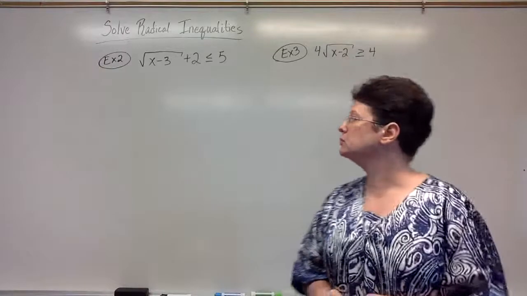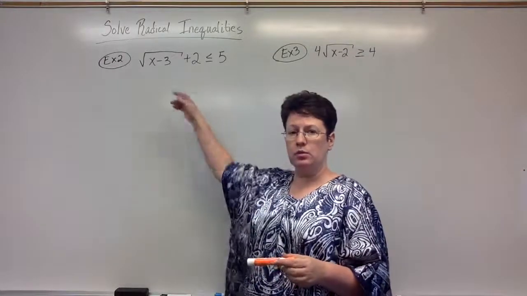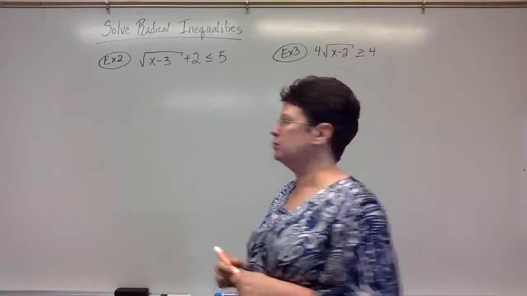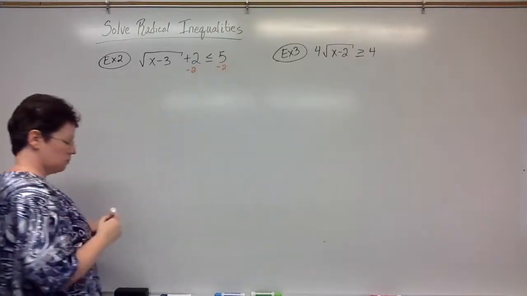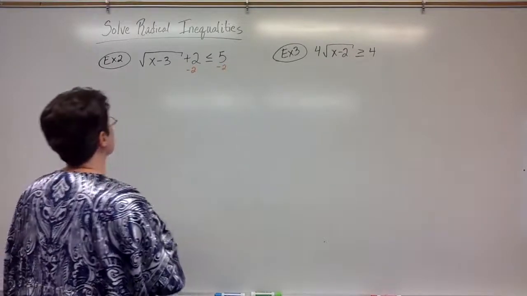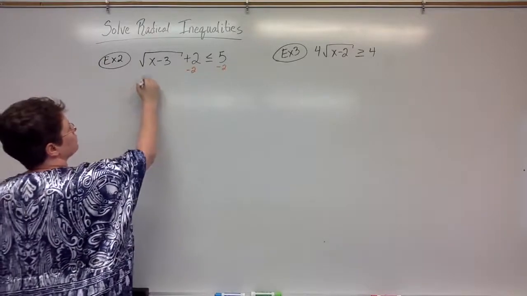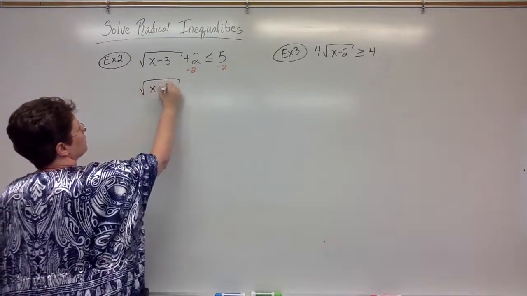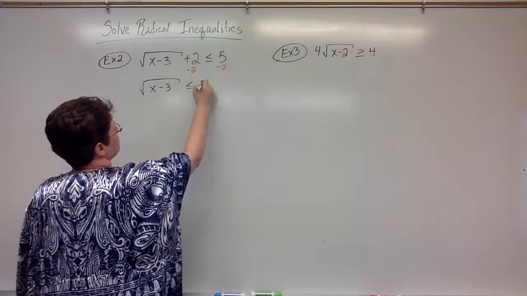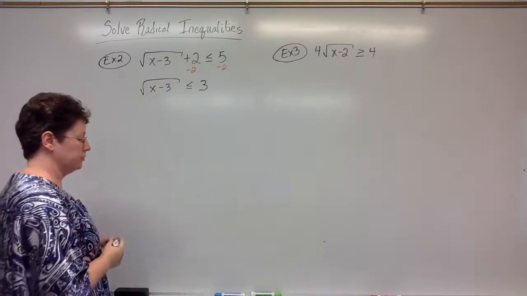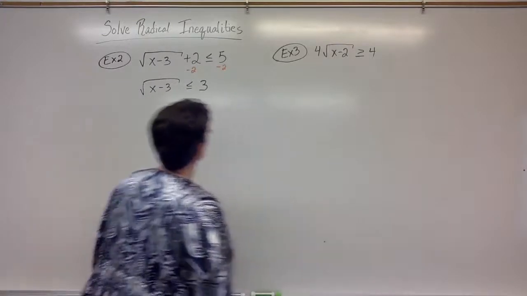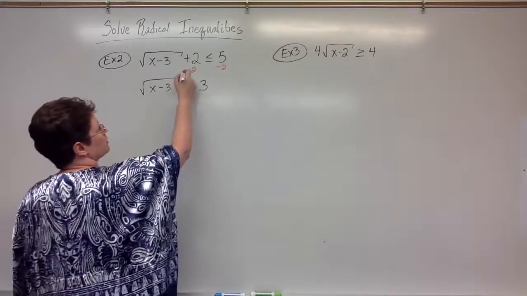Example 2. Is the radical by itself? No. We're going to have to subtract that 2 and move it to the other side. So we subtract the 2. I have square root of x minus 3 less than or equal to 3. Now, is the radical by itself? Yes. That means I can square both sides.